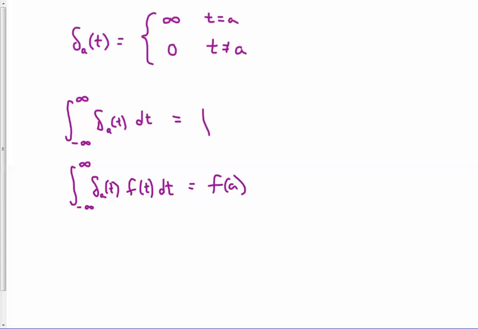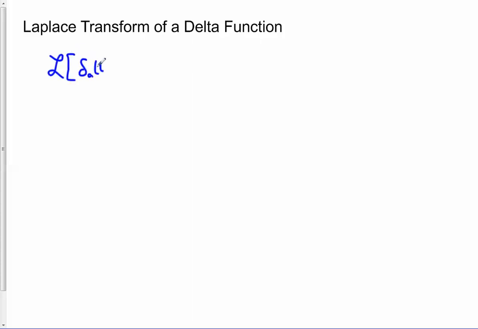All right, so we're ready to figure out what the Laplace transform of a delta function is, and it could not be simpler. So the Laplace transform of delta a of t. Well, back to the drawing board. Definition: integrate from 0 to infinity delta a of t, and you're supposed to integrate times e to the minus st dt.